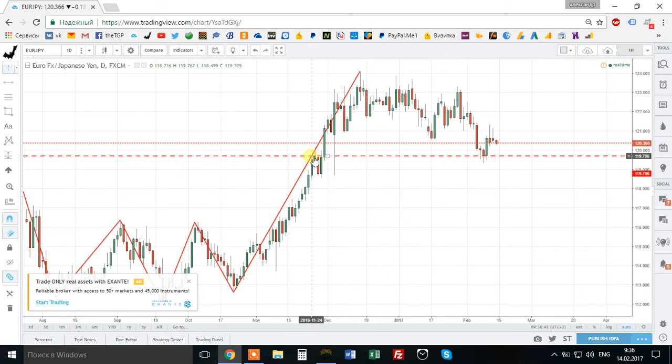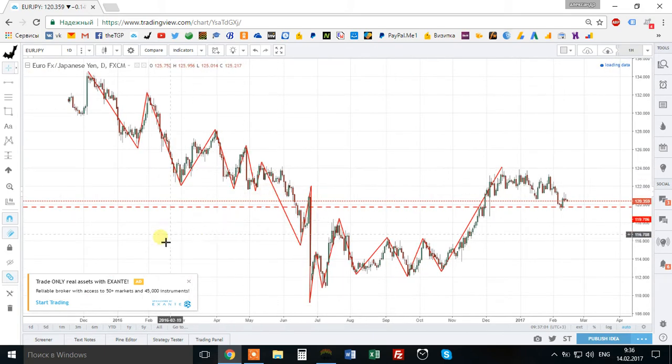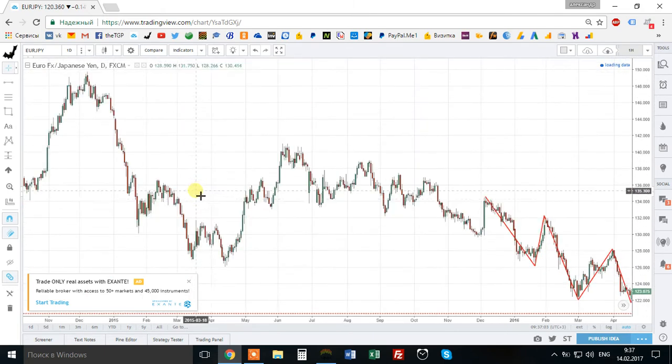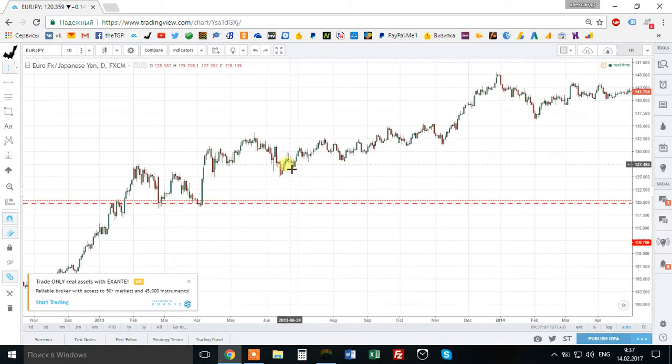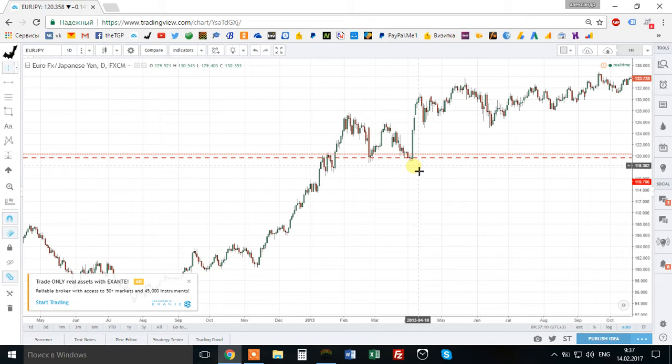Look at the structure first. This acted as resistance, then we had this spike. It is a very indicative spike. We had a good pressure to the downside, and then we had the same pressure to the upside. Well, and it acted as support here as well. If we go a bit to the left into the history, we will find the same level acting as support and resistance as well.